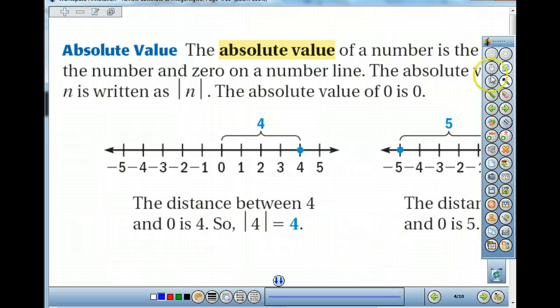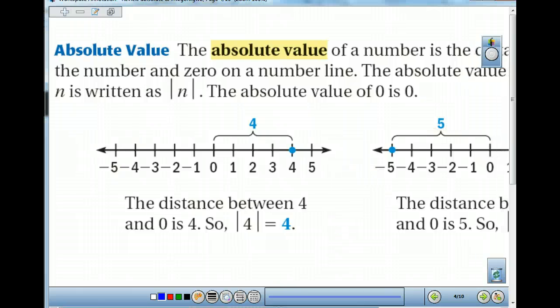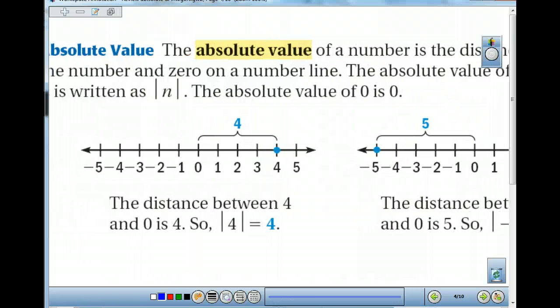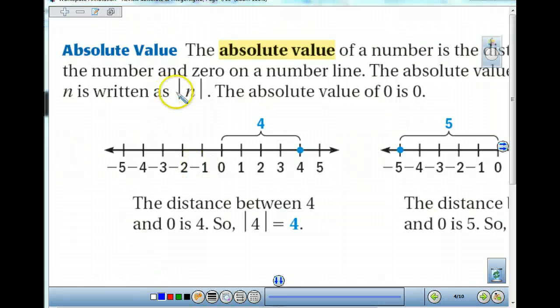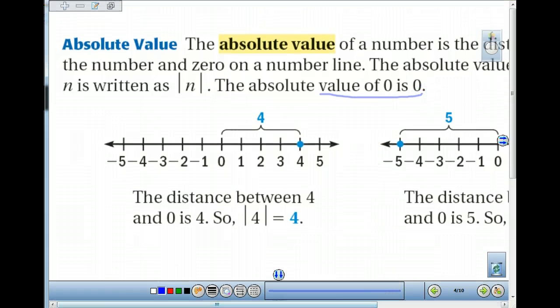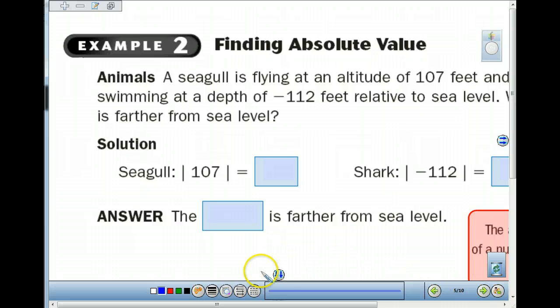So when we talk about absolute value, it is, again, what it says in our definition. It is the distance between that number and zero on a number line. So absolute value is going to be written as the absolute value of n. The absolute value of 4 equals 4. It's 4 units away. Notice the absolute value of 0 is 0. What about if we're talking about the absolute value of a number like negative 5? The question is, how far is negative 5 from 0? It's 5 units away. When we're asked to find the absolute value, I think, how far is that from 0?